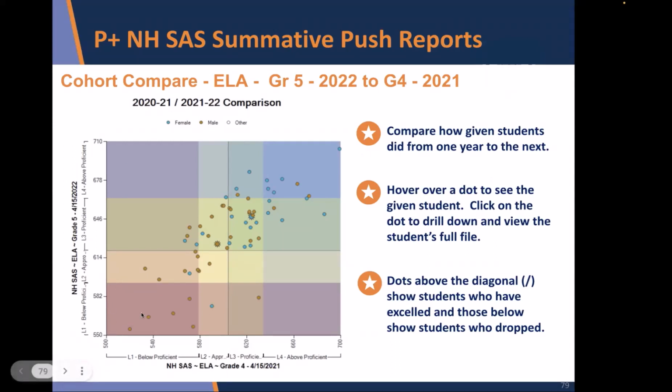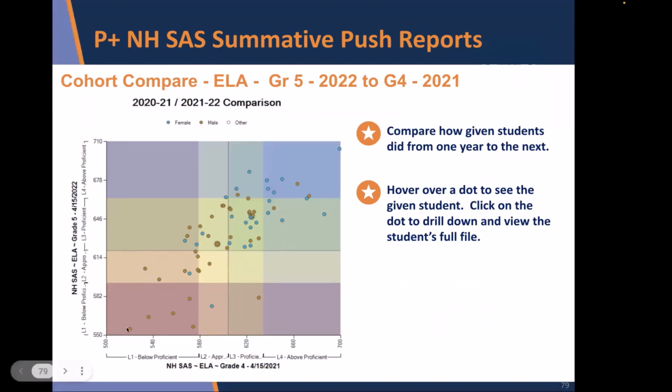Really what you do here is you create a diagonal that goes like this. And you basically can say anybody below the diagonal are students who have dropped in their scores, and anybody above the diagonal are students who have improved their scores overall. So if I use this particular student as an example, they're below this line because they scored in this really low area. They were here, kind of in between these two scores.